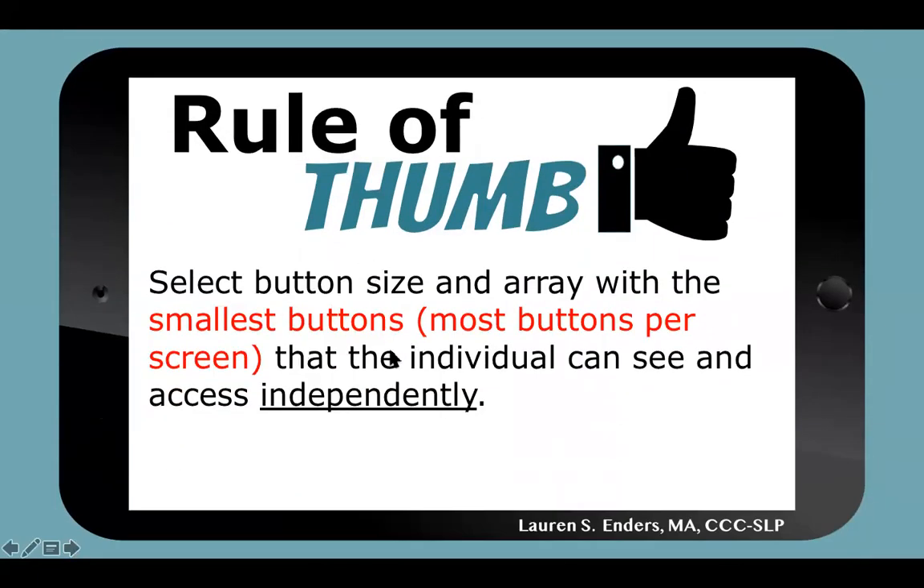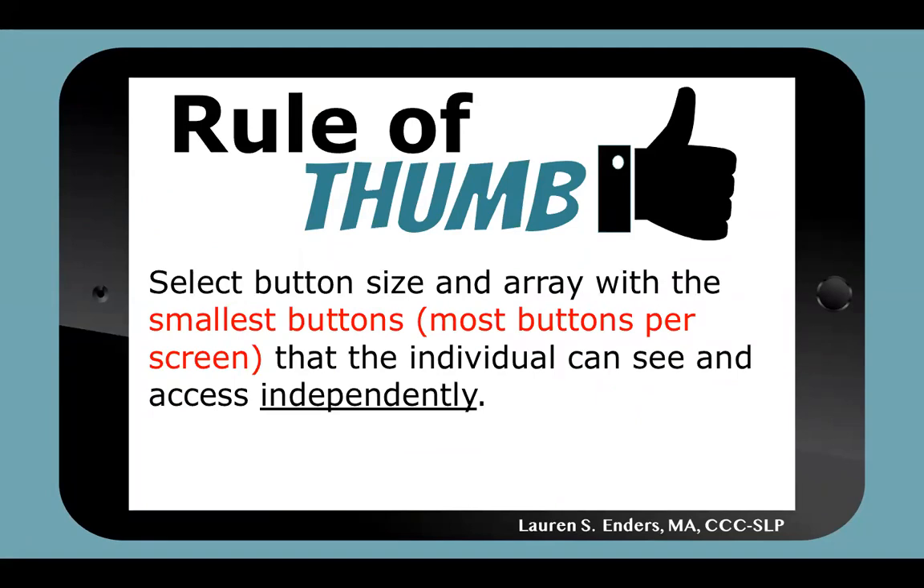So the rule of thumb, and this is something that I really see a lot of people being confused and kind of misguided about. Many people feel that when someone is starting out, we should start with just a few big buttons because it's very overwhelming and very confusing. But what happens is every time you change that button array, you have to restart and relearn a new motor plan. So the rule of thumb is actually to select the button size and array with the smallest buttons.